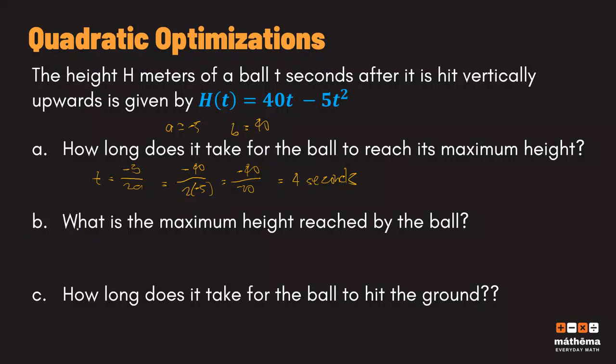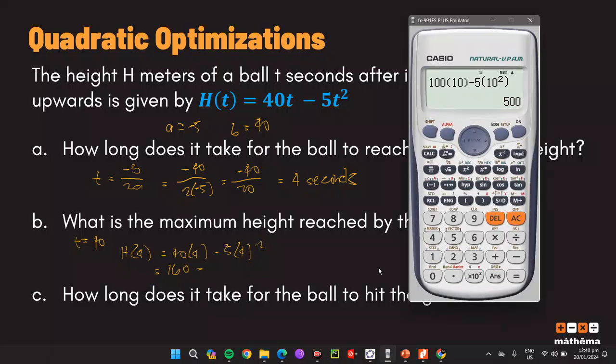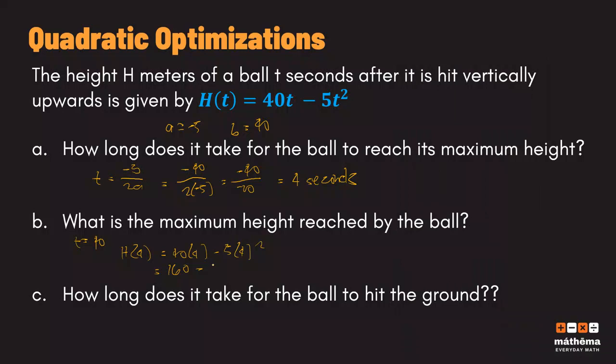Now, letter B. What is the maximum height reached by the ball? So, the same thing earlier, we are going to substitute 4 into our equation. So, we have t = 4. So, h = 40 times 4 minus 5 times 4 squared. This is 160 minus... 4 squared is what? 16 times 5. We have 16 times 5. That will give us 80.